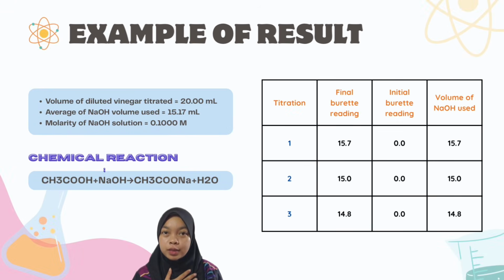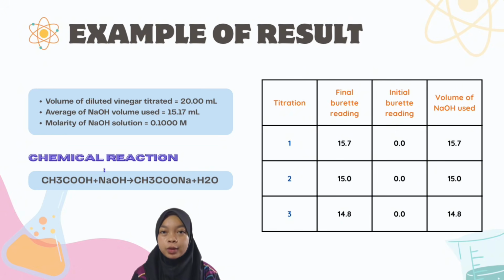Now, I would like to present the results of our experiment. In this experiment, 20.00 milliliters of diluted vinegar was titrated with a standard sodium hydroxide solution with a concentration of 0.1000 molar. The titration was repeated 3 times to improve the accuracy and reliability of the results. The volumes of sodium hydroxide used were 15.7 milliliters, 15.0 milliliters, and 14.8 milliliters. The average volume of sodium hydroxide required to reach the endpoint was 15.17 milliliters.